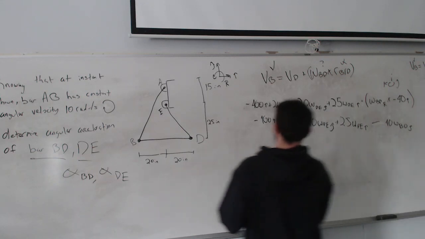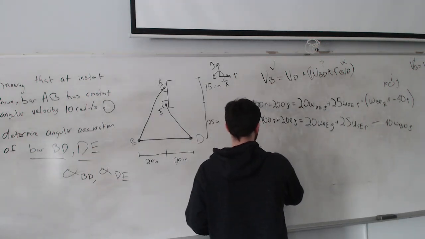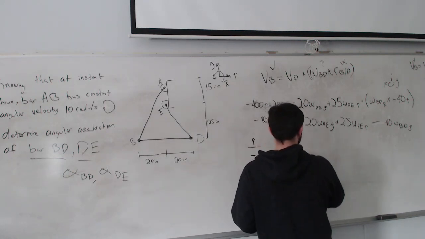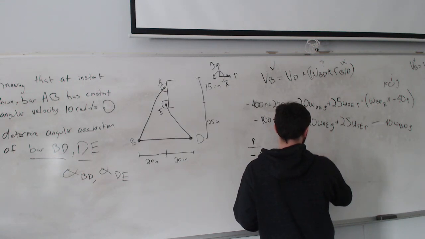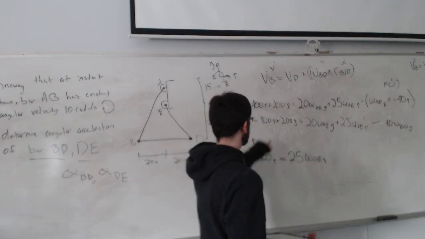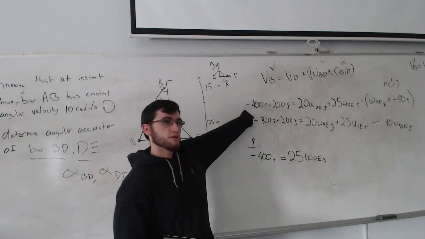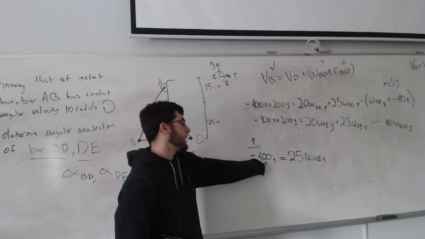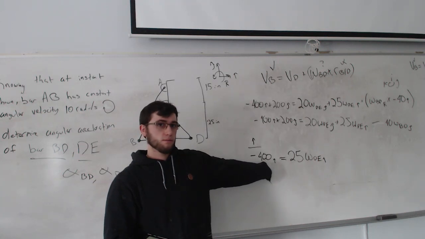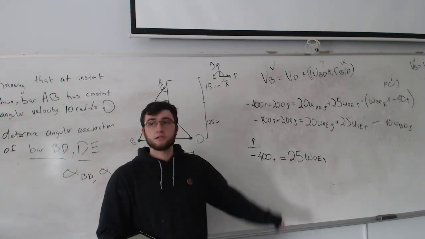So if I look only at the I components, I have negative 400 in the I is equal to 25 angular velocity of bar DE in the I, and nothing else. So it really looked like there was two equations and one unknown, but I can actually solve when I split it into I and J components. Does that make sense? So it's just ending with a system of equations? Yes. Okay. Yep.